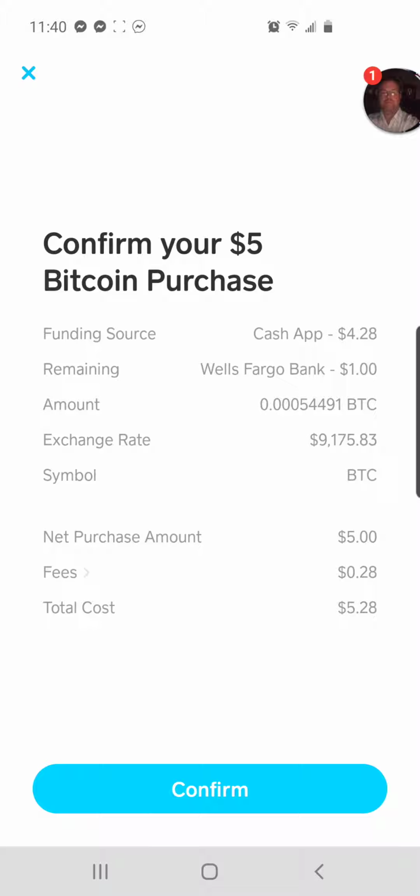Now what it's going to ask me is a funding source. If you see right here, automatically the funding source would be Cash App. The remaining would go to my bank where my card is attached, so that will be $1. Basically, there is a transaction fee, and that's where the additional dollar comes into play here for me. So it's going to be $5.28 is what I'll be spending. 28 cents is in fees. So I guess, anyways, I'm moving it over. Let's just see what happens.